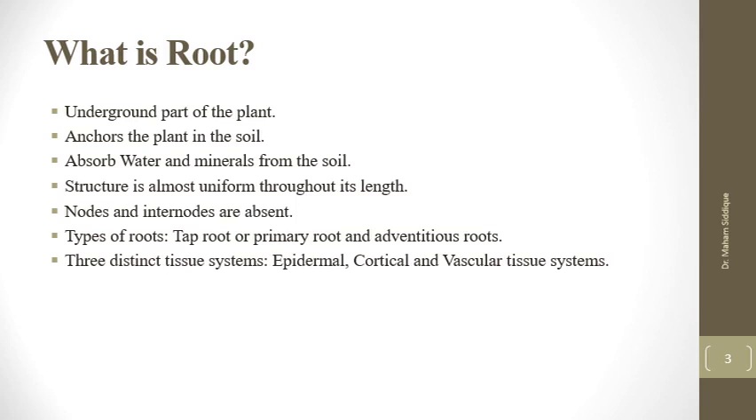There are two types of roots: taproot or primary root, and the second one is adventitious root. Root has three distinct tissue systems. These are epidermal, cortical and vascular tissue systems.